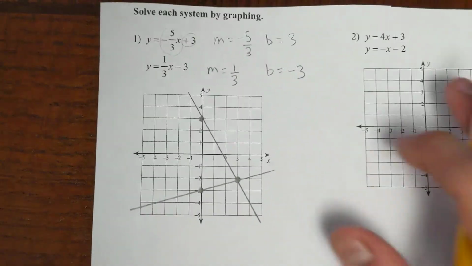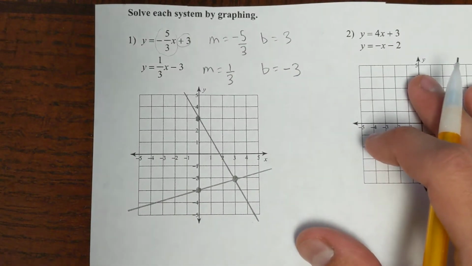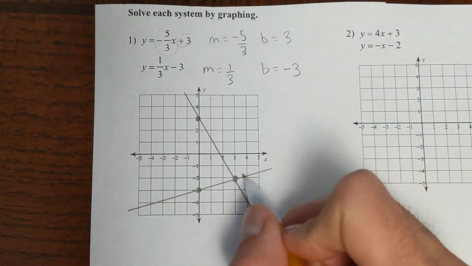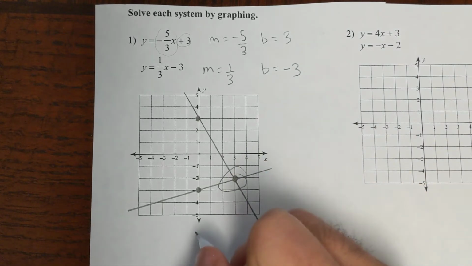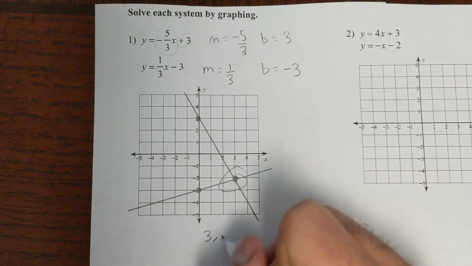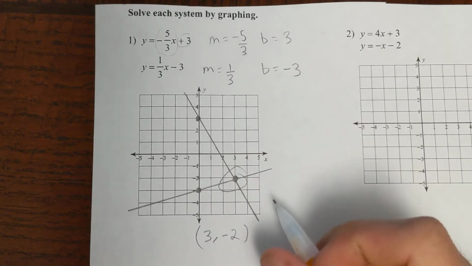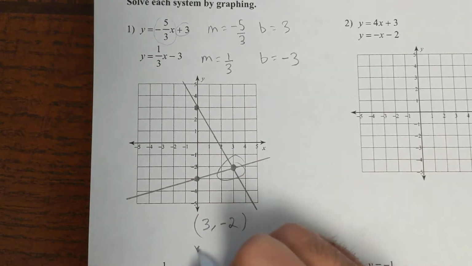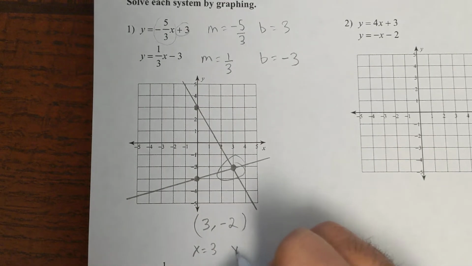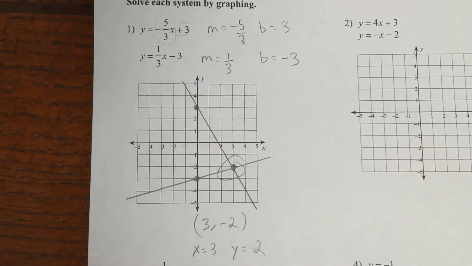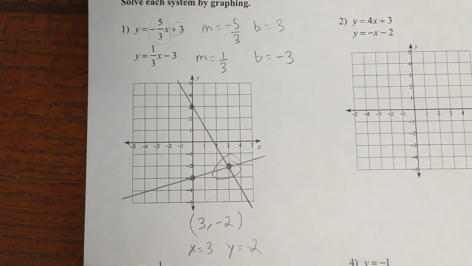Now, my solution is my point of intersection. Where do they intersect? They intersect right here. So my solution would be 3, comma, negative 2. Or you can write x is equal to 3 and y is equal to negative 2. All right, let's try number 2.